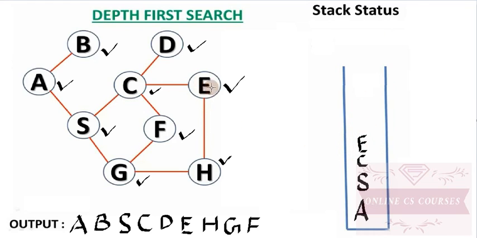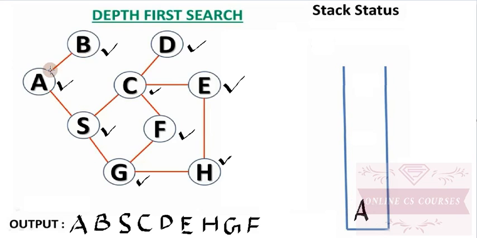Now we check E, and E has two adjacent vertices but both are visited vertices, so we will pop E from the stack. Now we have C on the top of the stack. C has 4 adjacent vertices but all the vertices are visited, so we have to pop C from the stack. The next value on the top of the stack is S. Now we will check S. S has 3 adjacent vertices but all are visited vertices, so we have to pop S from the stack. And finally we have A on the top of the stack.